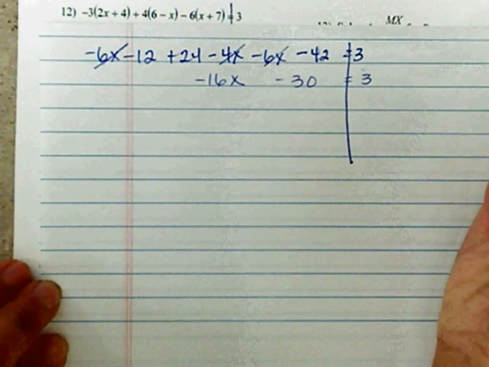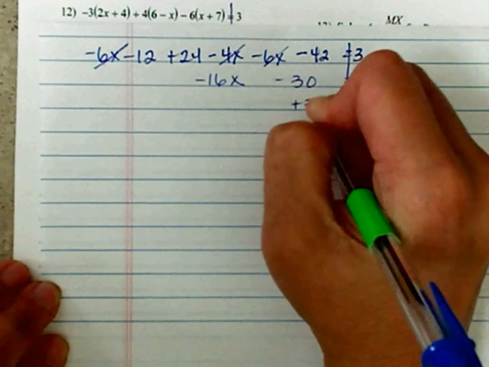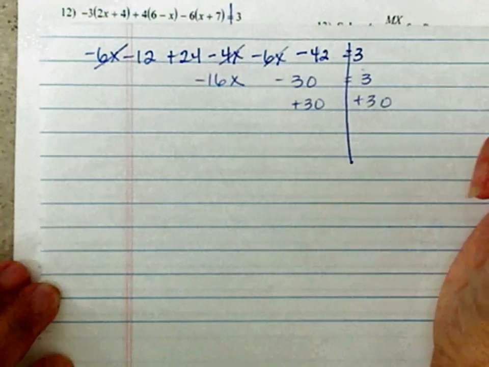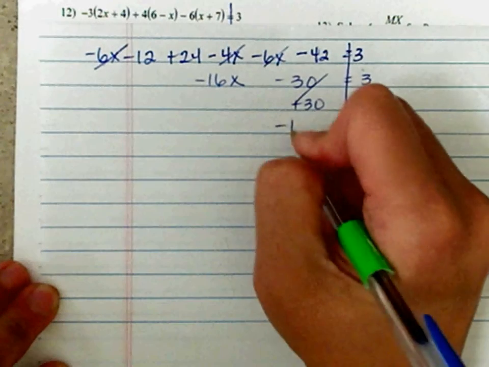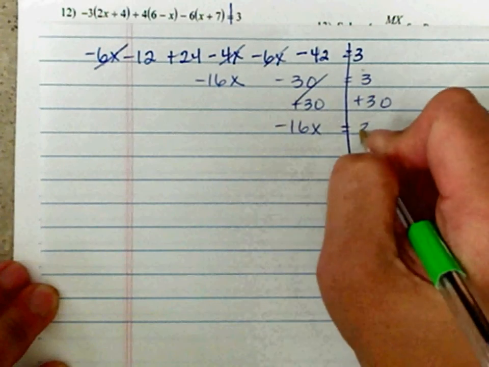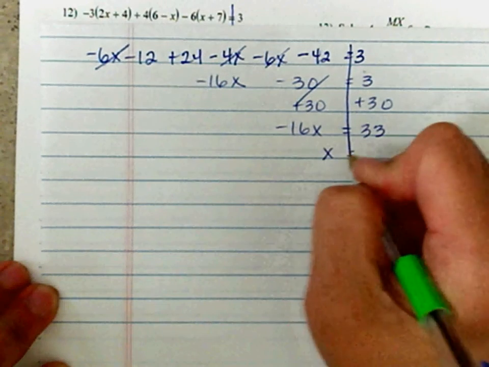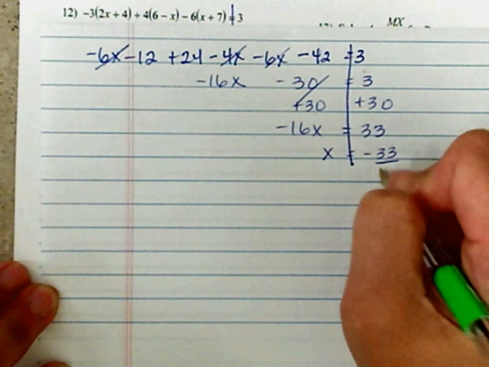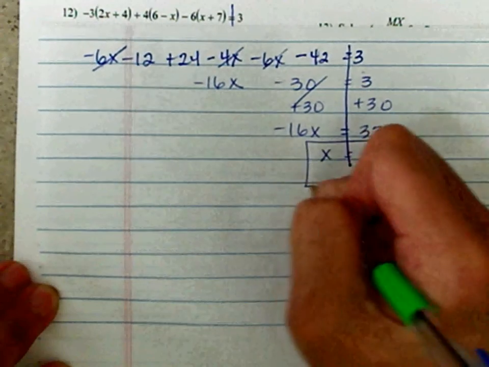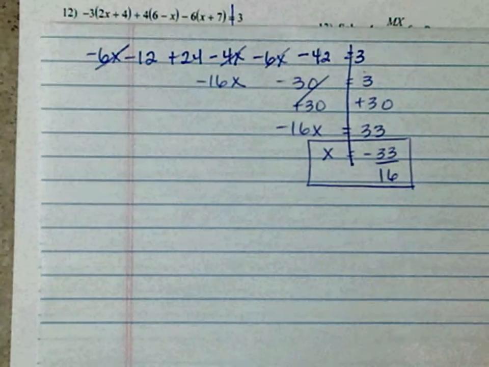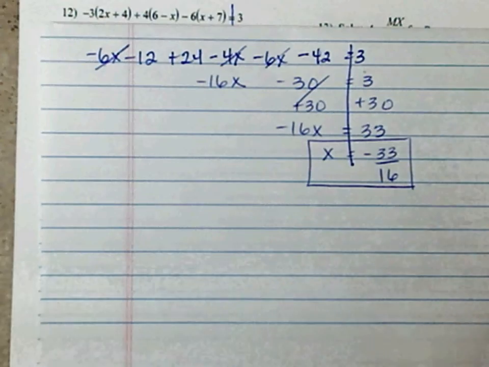Okay? Add 30, cancel. So negative 16x is equal to 33. X is equal to negative 33 over 16. And you cannot combine those. All right. And that is the correct answer.